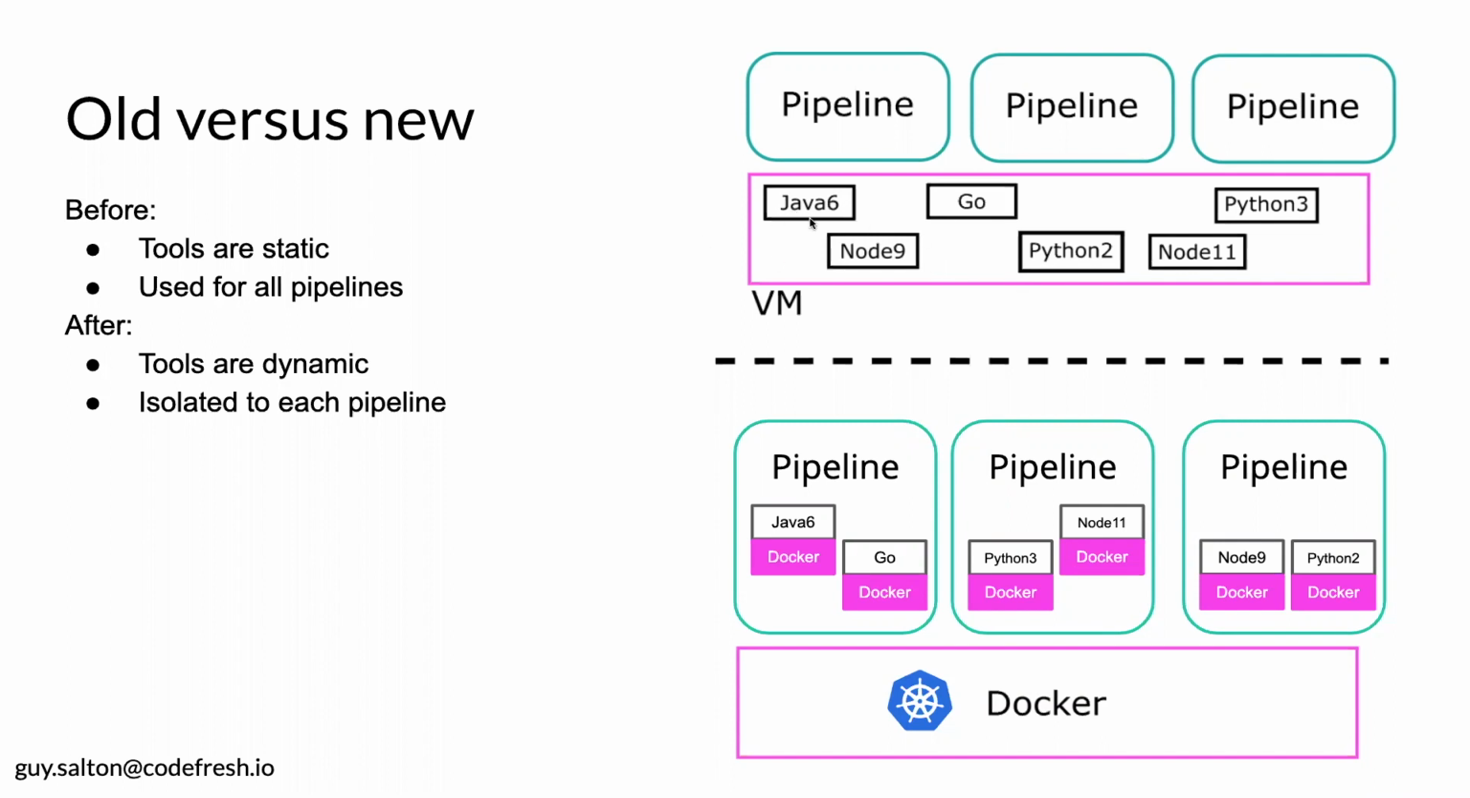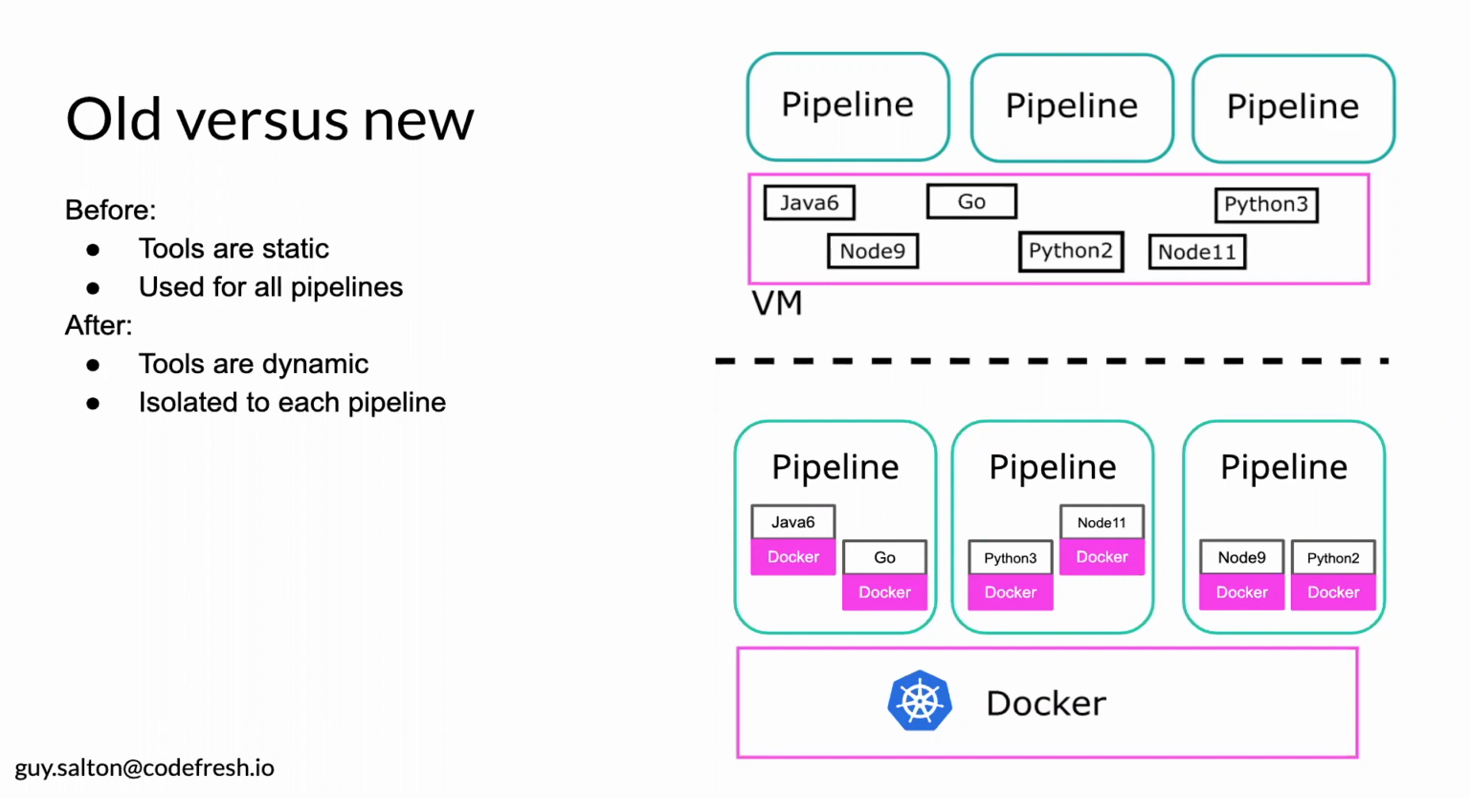So for example, here I have Java 6, I have Node 9, I have Go, Python 2, all of these tools need to be pre-installed. And then each developer brings his pipeline, and the pipeline simply runs the workflow and uses all of these tools. If you look at the bottom part, this is the new approach. And the new approach says that nothing is installed beforehand. Only Docker is pre-installed on the node, and each pipeline brings only the specific tools with the specific version that it needs.